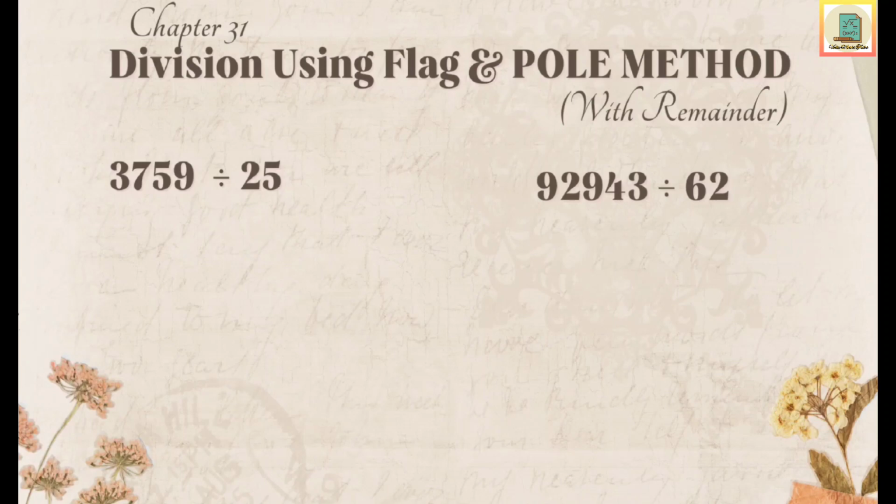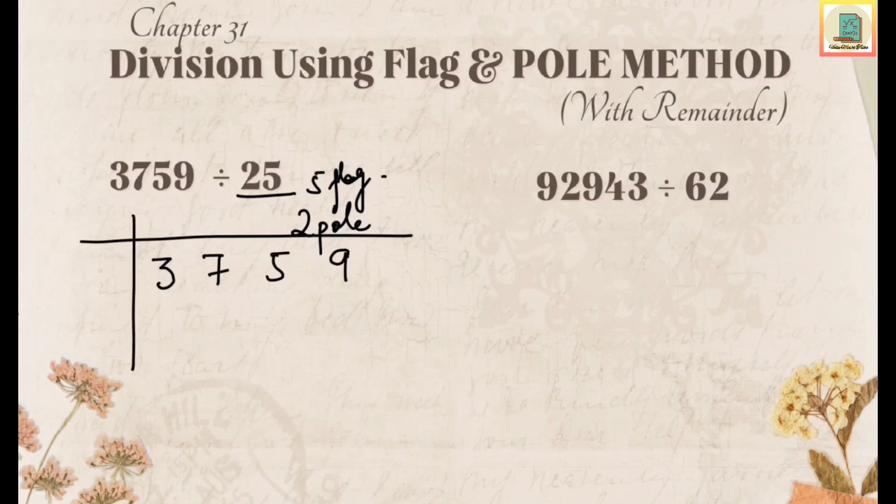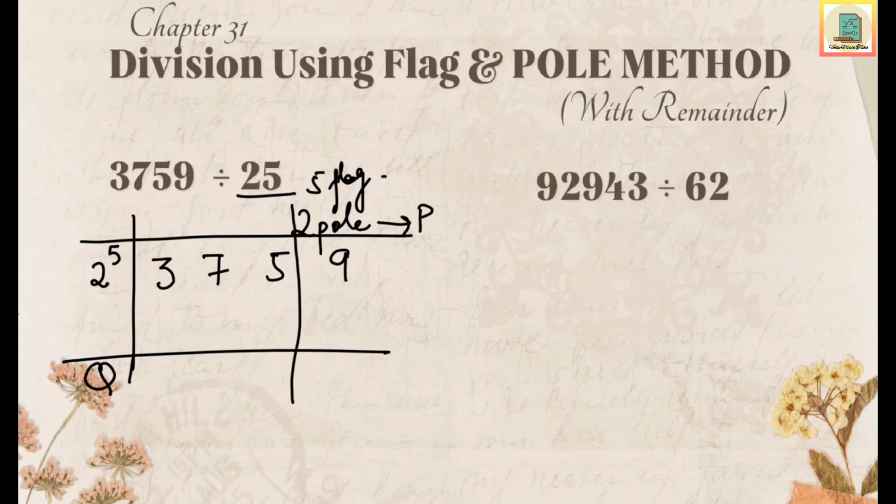So here we will not take the divisor as 25. We'll consider 2 as a pole and 5 as a flag. Now let's write the number. So it will be 3759. Now here we'll write the divisor, that is 2 with the flag 5. Now here we write the quotient. Now since in flag we have one digit, so we'll leave one digit from the right and put a partition. So this part will be considered the remainder part.